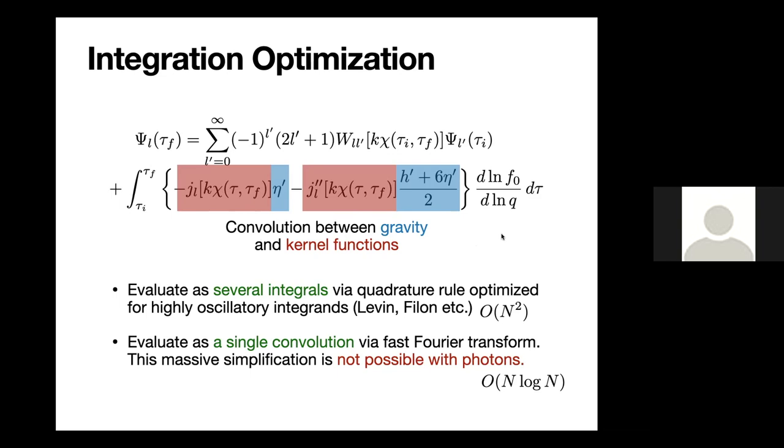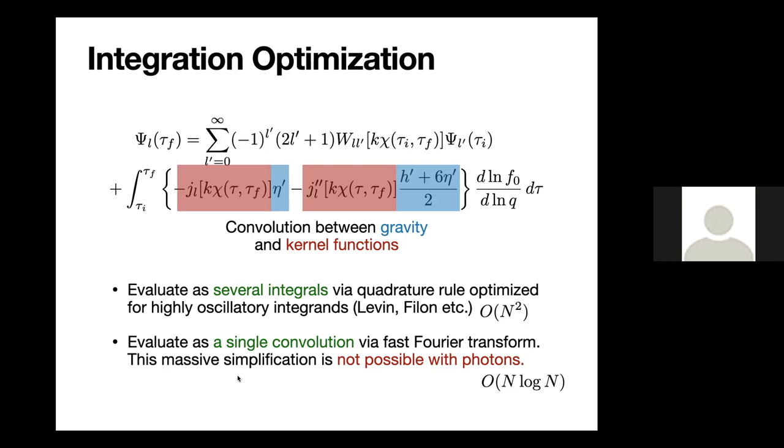The first possibility is that we can evaluate this individually for each n of the integrals via a quadrature rule that is optimized for highly oscillatory integrands, because this JL and JL prime prime is highly oscillatory. So if you already have this knowledge, then you can use fewer sample points in the metric perturbations to give the same results at the same accuracy for the results of the integral. But a far more compelling scenario is actually to use a single convolution via fast Fourier transform to evaluate this integral. This integral can actually be written as a Laplace convolution, and that can be calculated just in one go, in parallel for all the n time steps, by one fast Fourier transformation.